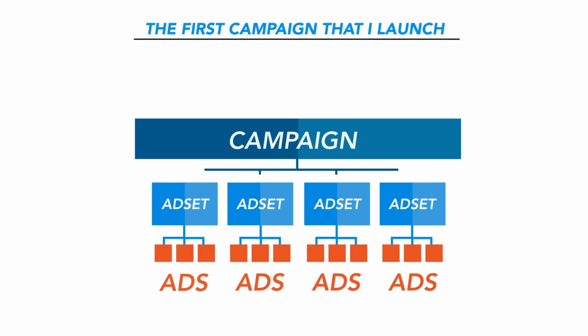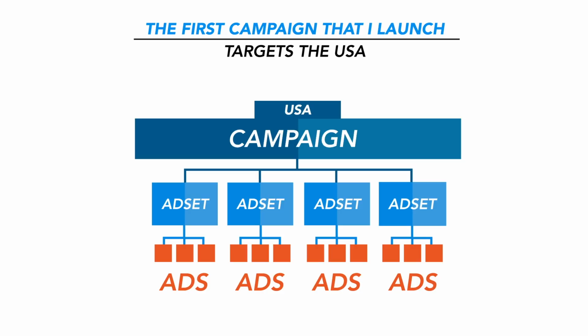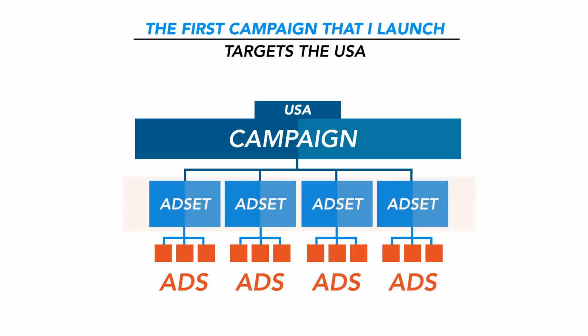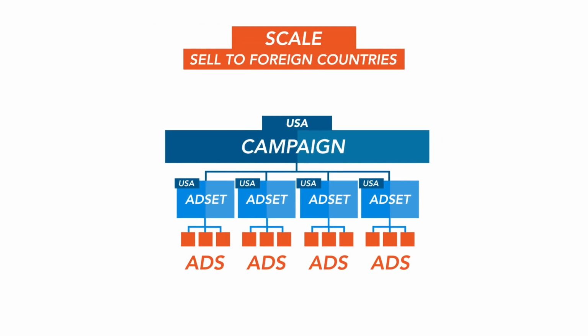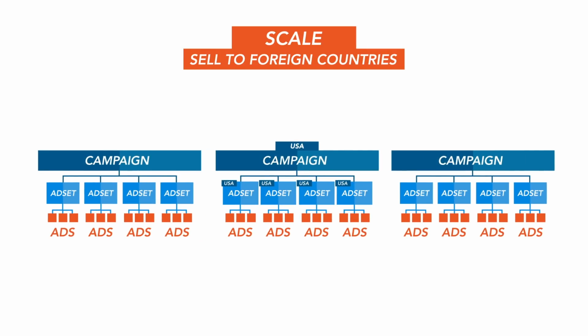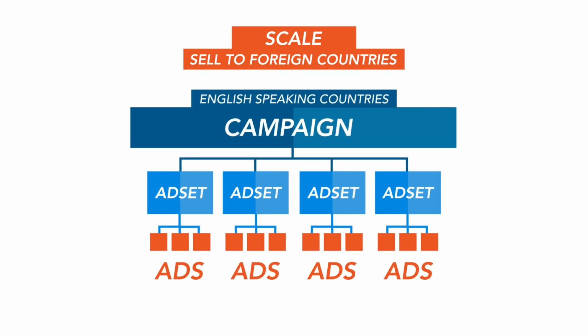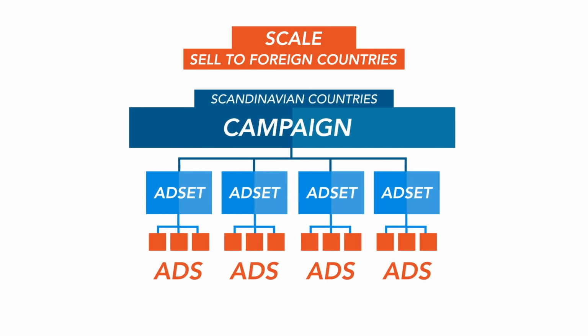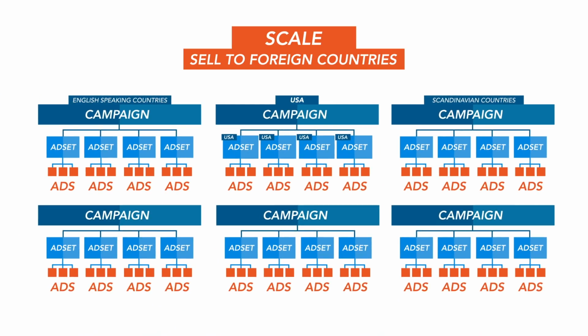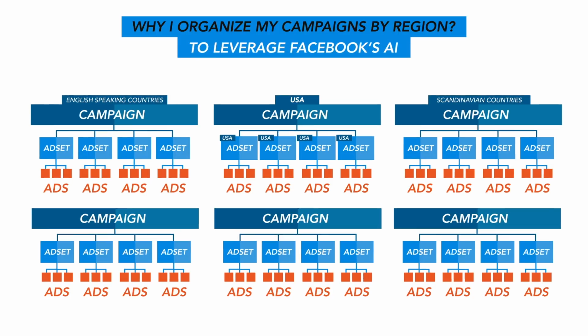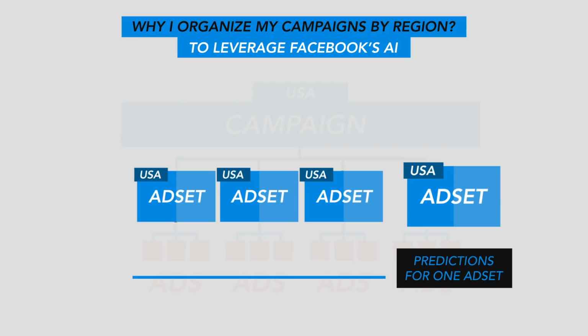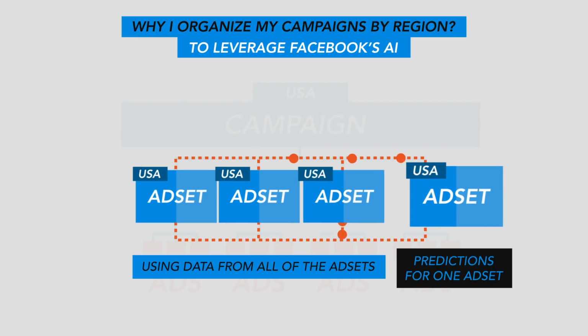The first campaign that I launch for a new store is always targeting the United States. I make sure all the ad sets that I put inside of that campaign are targeting the United States as well. Then later on, when I want to scale and sell to foreign countries, I make new campaigns for the locations that I want to sell in. For example, one campaign for English-speaking countries combined and another campaign for Scandinavian countries combined, and so forth. You get the logic. The reason I organize my campaigns by region is to leverage Facebook's AI, which makes predictions for one ad set by using data from all the ad sets inside the same campaign.